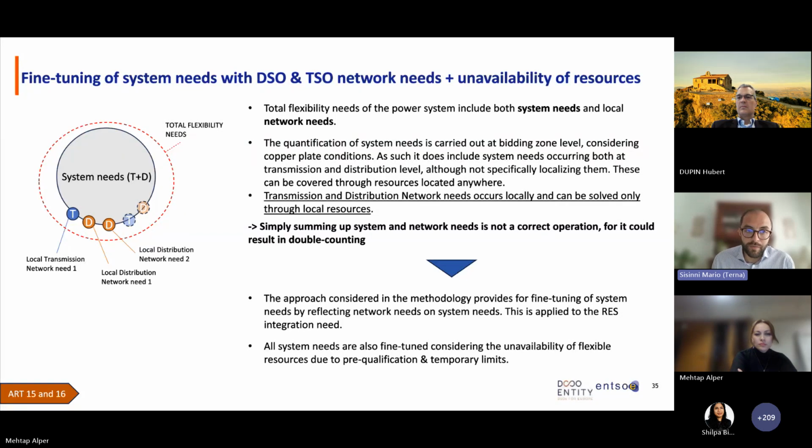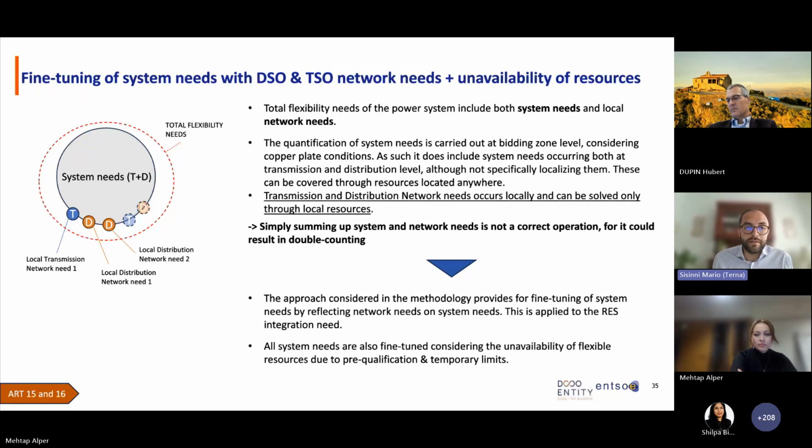And at the same time, we are also addressing the unavailability of flexible resources due to prequalification and temporary limits at transmission and distribution level, and also reflecting this unavailability at the system level, through a fine-tuning again of system needs.